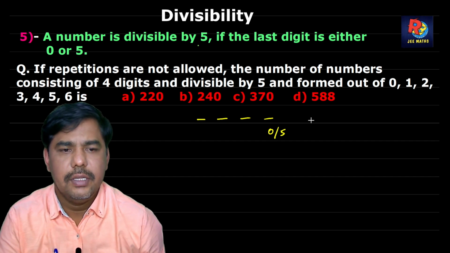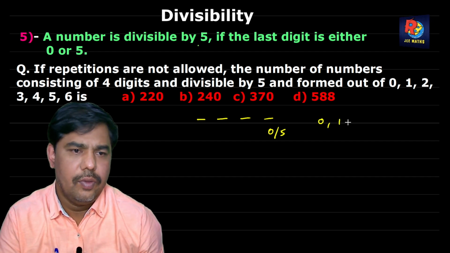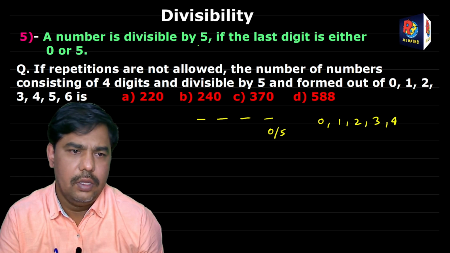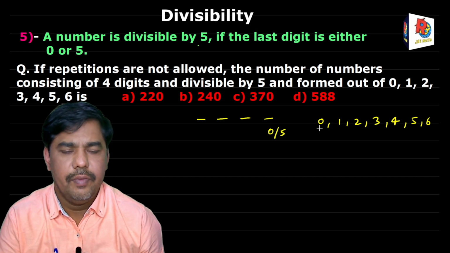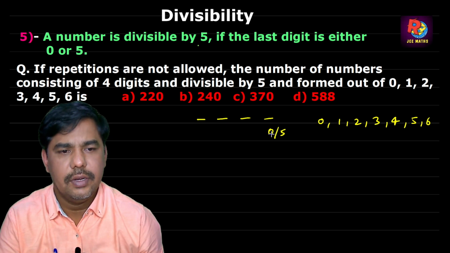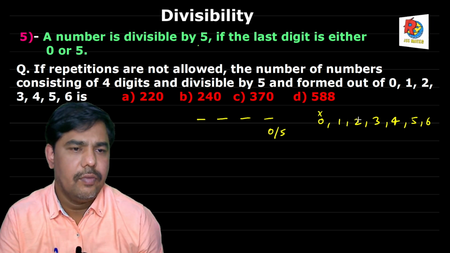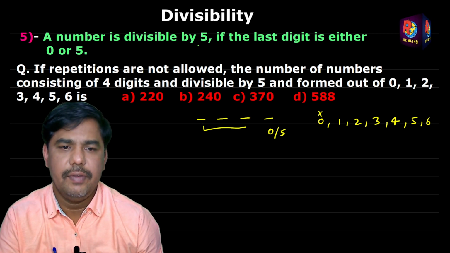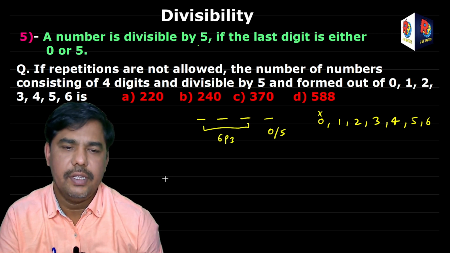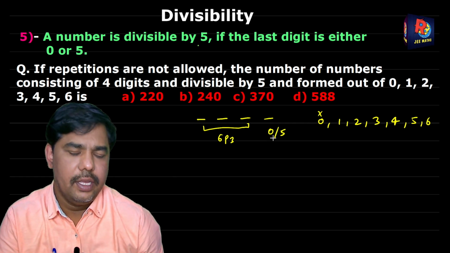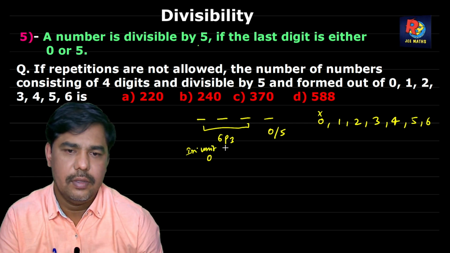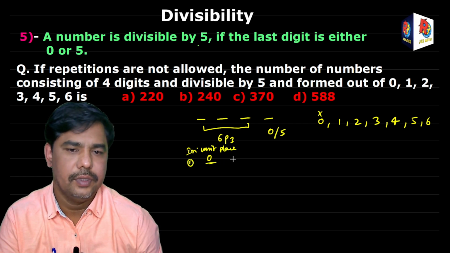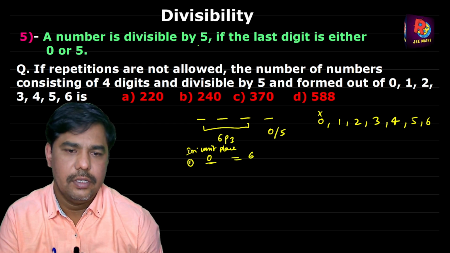So for 0 or 5, how many digits are there? 0, 1, 2, 3, 4, 5, 6. For example, if I take 0 in the unit place, this is case 1, then the remaining digits 1, 2, 3, 6 can fill the other 3 places. So 6P3 ways I can fill up.